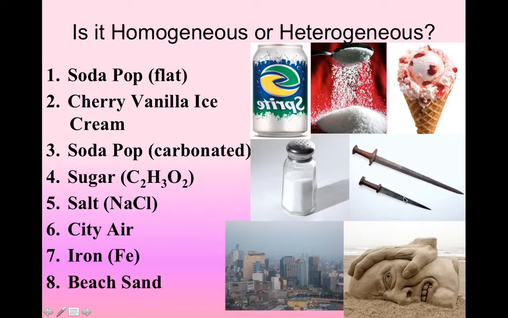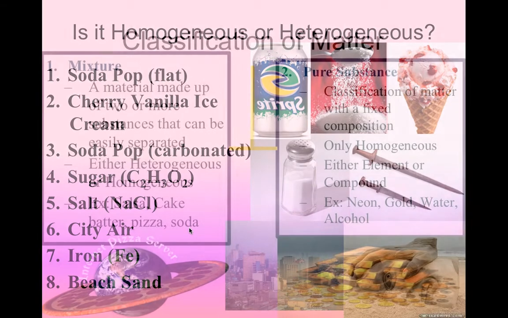Your scissors have iron in there, even though it's stainless steel. But it is considered homogeneous. It's the same throughout. And beach sand down here has all different grains and grits and different particles on there. That would be heterogeneous. Okay?